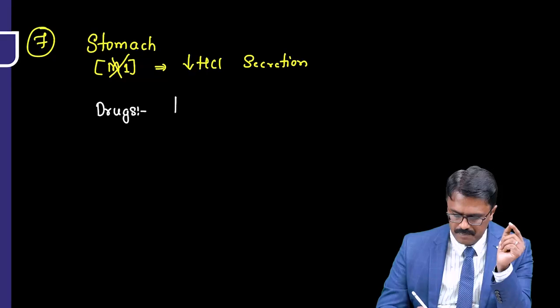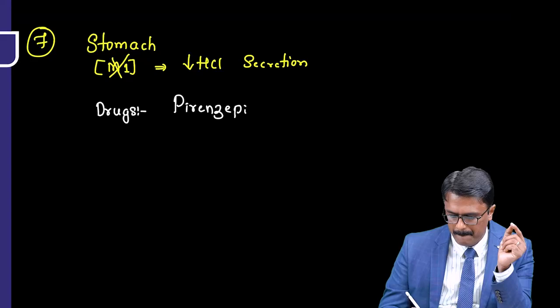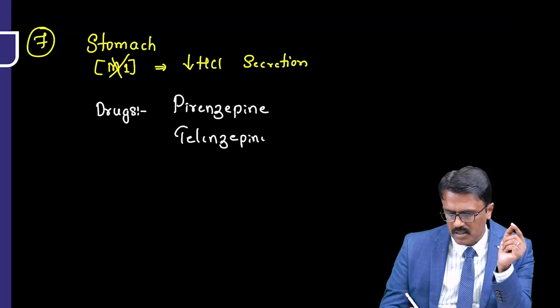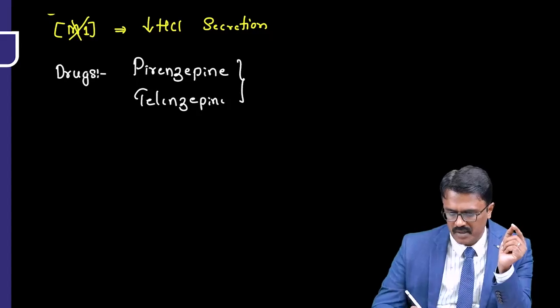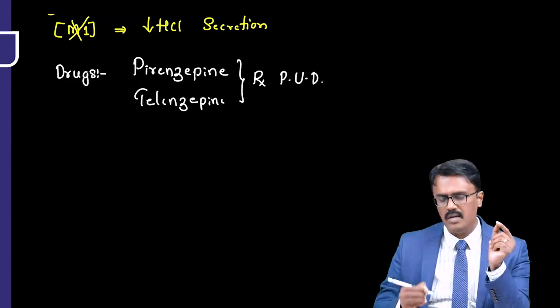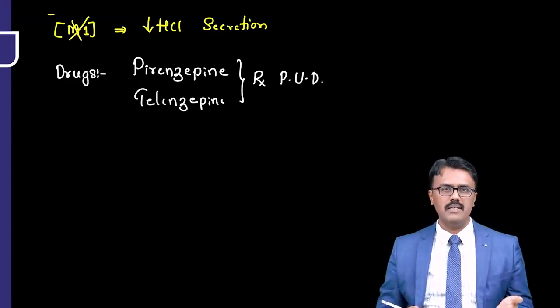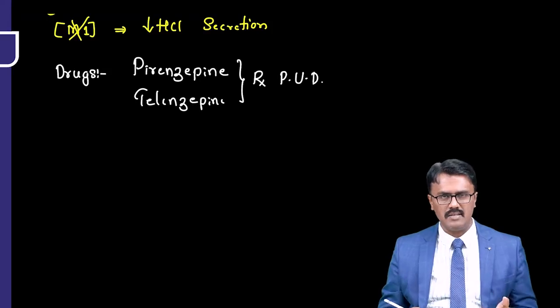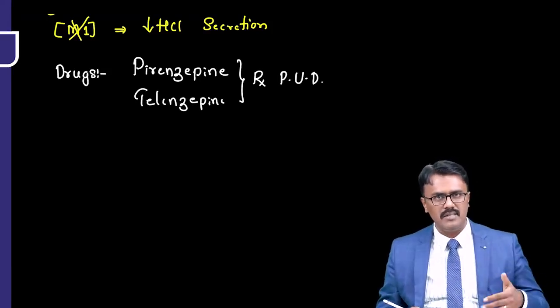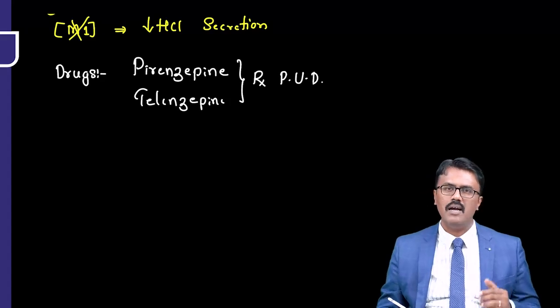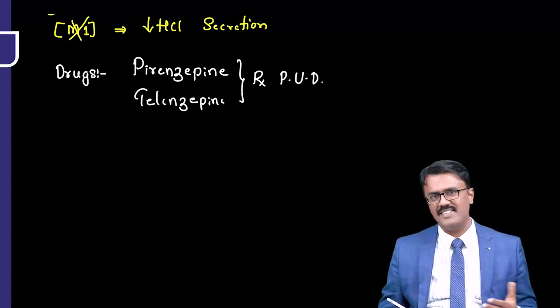So what are the anticholinergic drugs we use? They are called pirenzepine, and one more drug is called telenzepine. So these drugs are used in a condition called peptic ulcer disease. PUD stands for peptic ulcer disease. So whenever the gastritis increases, the duodenitis increases, there is formation of ulcer, and we call it peptic ulcer disease.